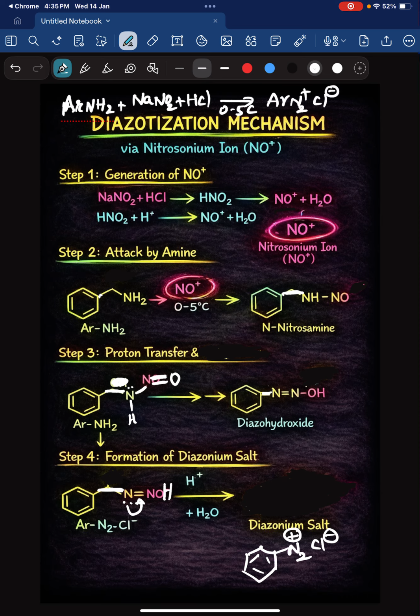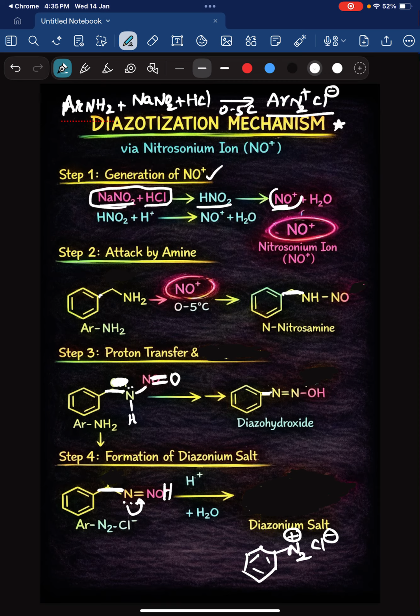So this is the formation. It is unstable at higher temperature, so we need to supply 0 to 5 degrees Celsius. So for the mechanism of this reaction, there will be these steps. The first step is generation of NO+. NaNO2 plus HCl we are using as a reagent. This will give HNO2 or HONO that later provides NO+, the nitrosonium electrophile, plus water.